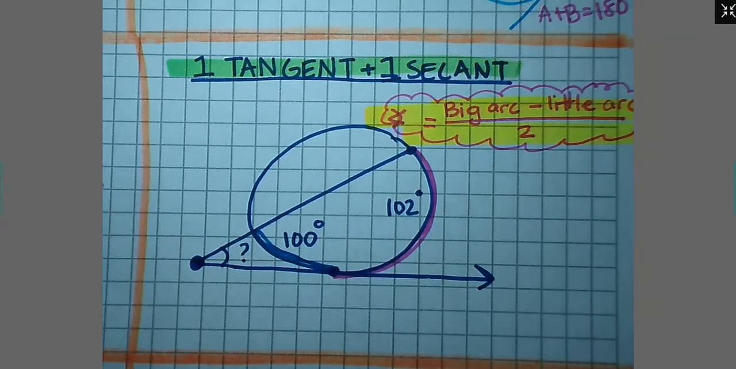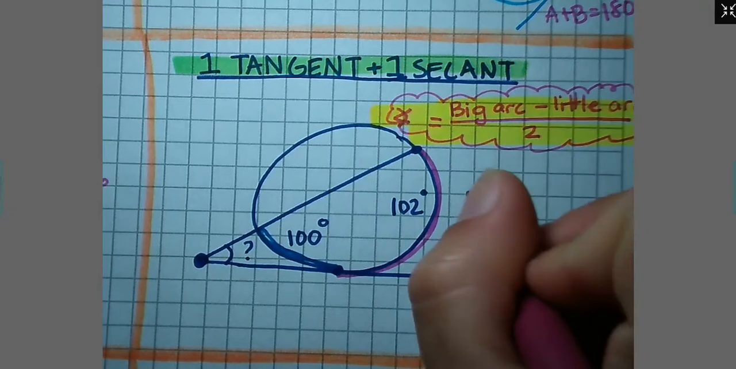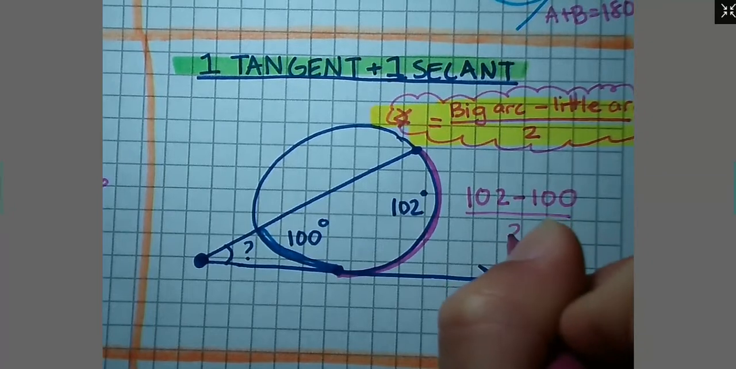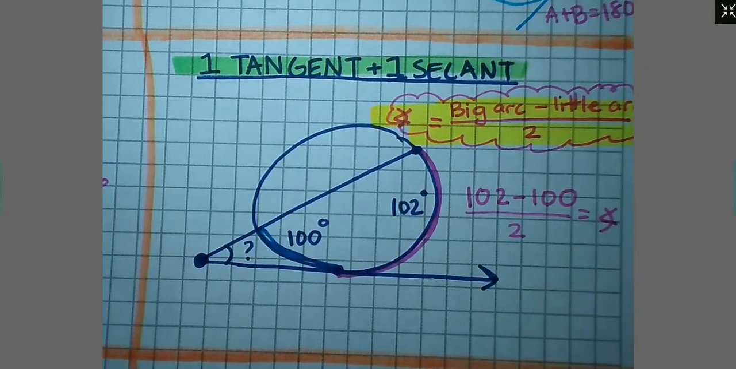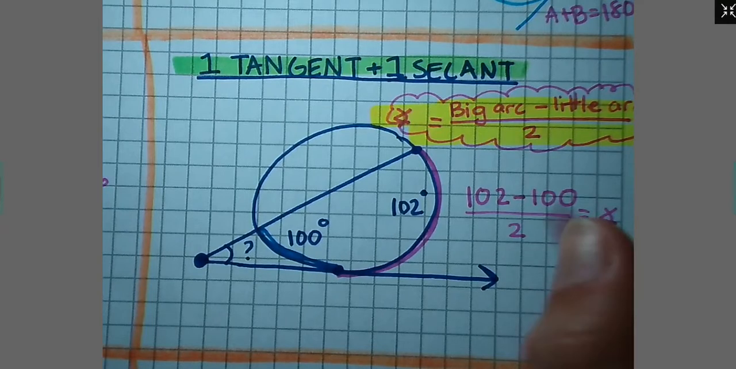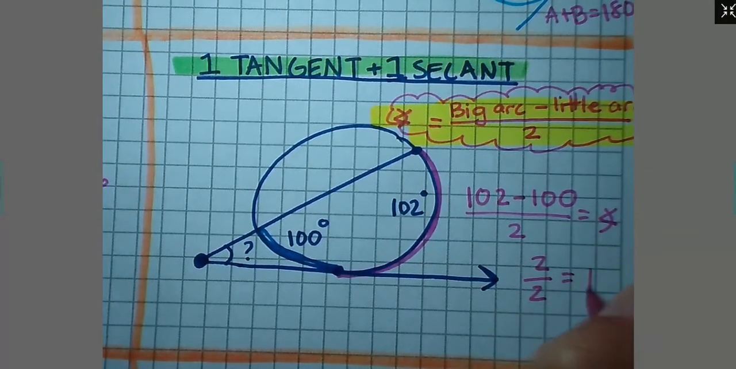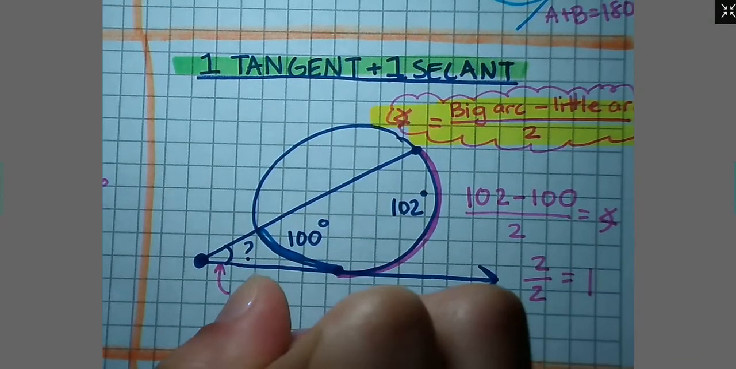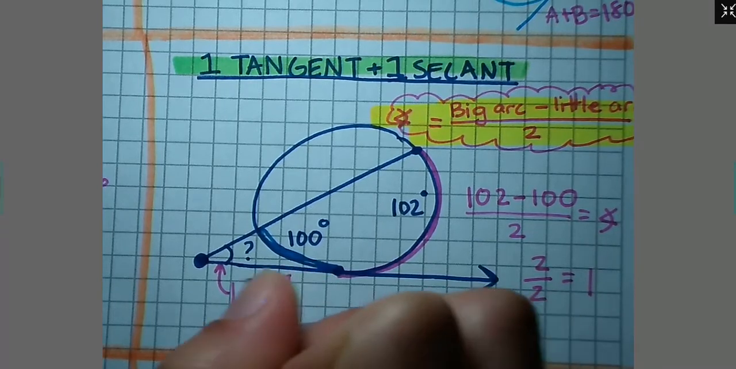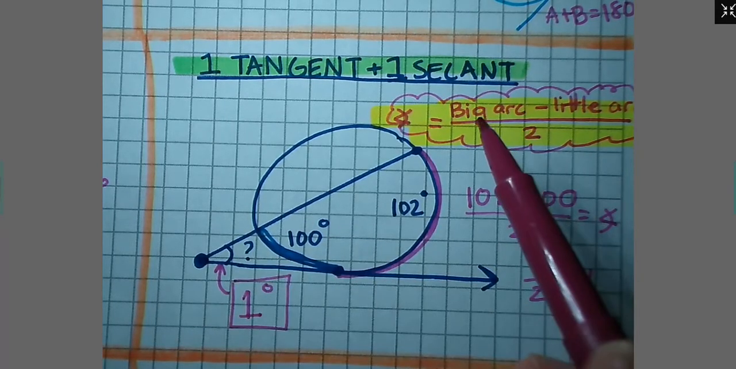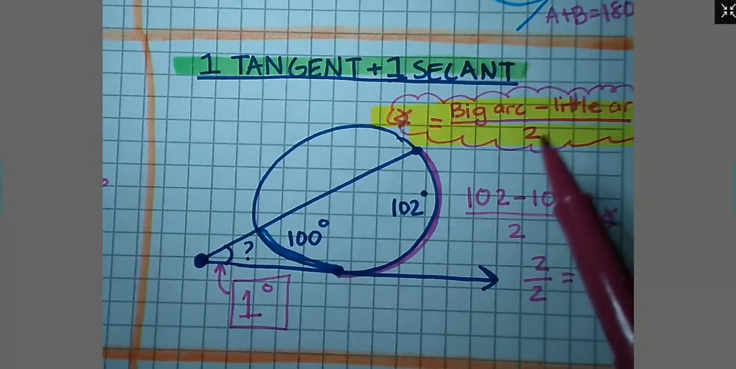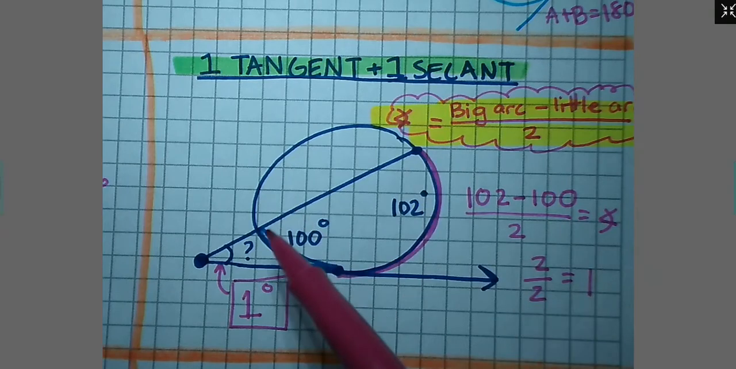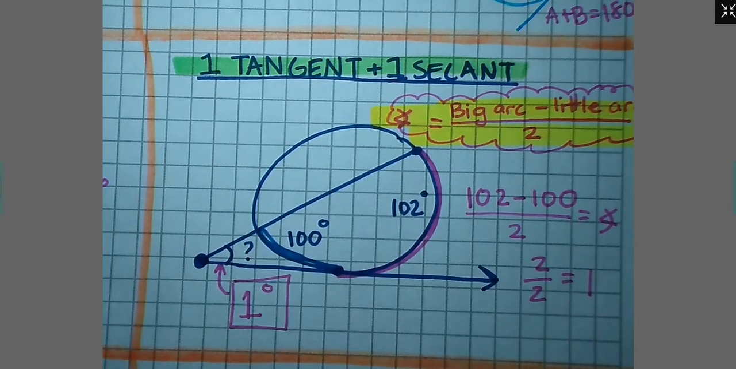So what we're going to do: 102 minus 100 divided by 2, and that is going to equal our angle. So 102 minus 100 is 2, and 2 divided by 2 is 1. So the measure of this angle here, in this case, would be 1 degree. You really have to memorize this formula though. Big arc minus little arc divided by 2 equals the angle.